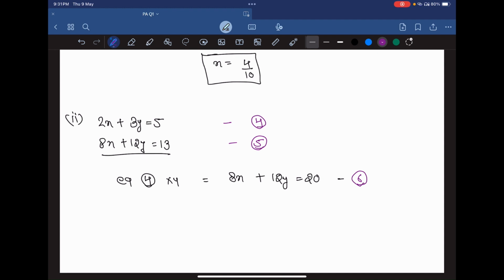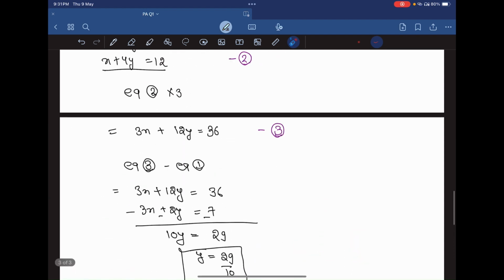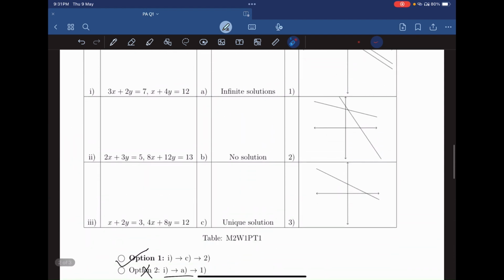Now, as we can see, the LHS of these two equations is the same, but their RHS is different. So in that case, it will not have any solution. So the second pair will have no solution, so it will match with B.